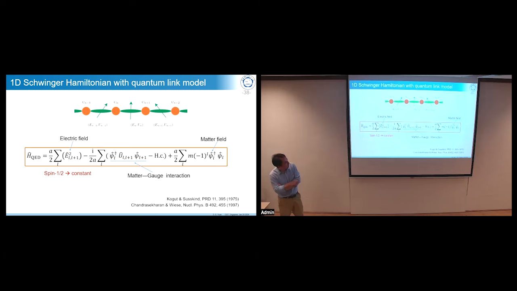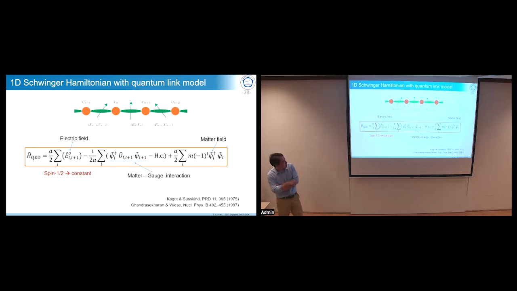So the gauge field, you see that the two neighboring matter sites couple with a gauge field in between. And this is a matter gauge coupling. Yeah. And on each site of the matter, we have the energy, the rest mass energy here on each site. And this one is the so-called electric field.